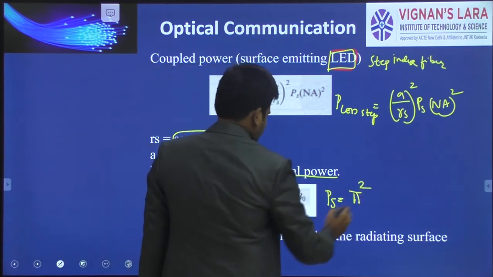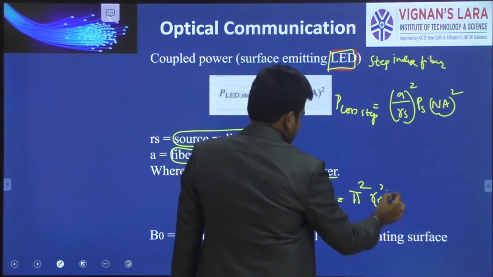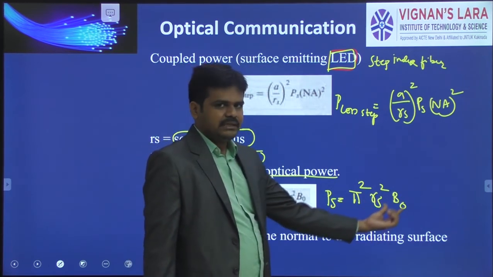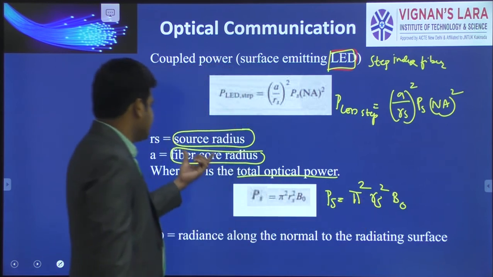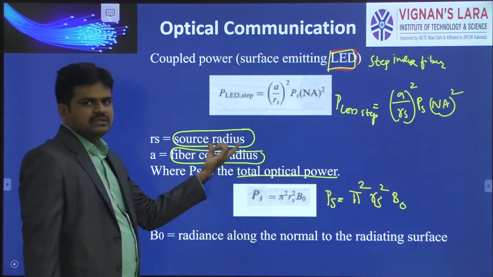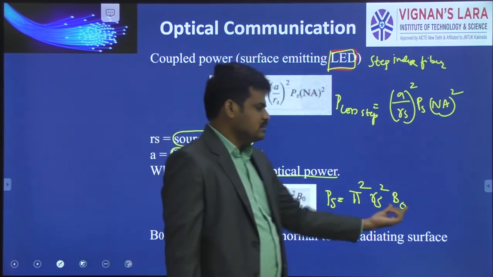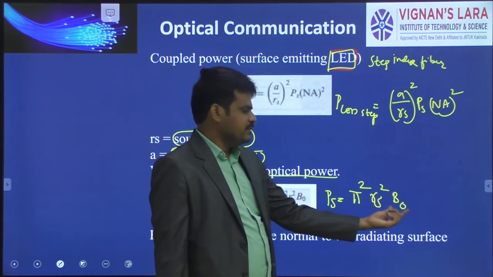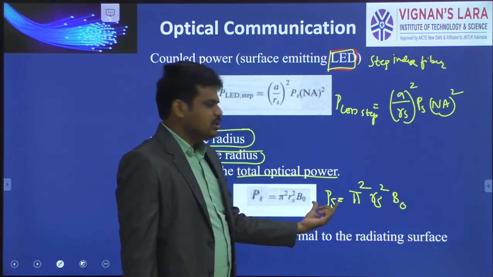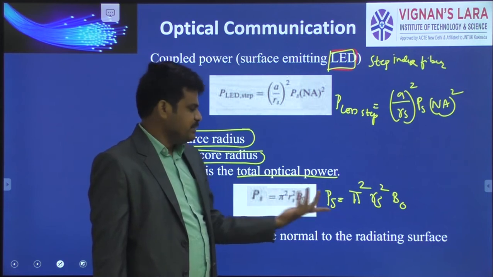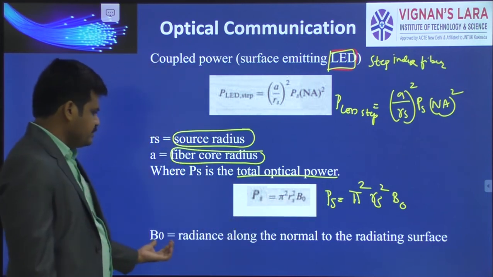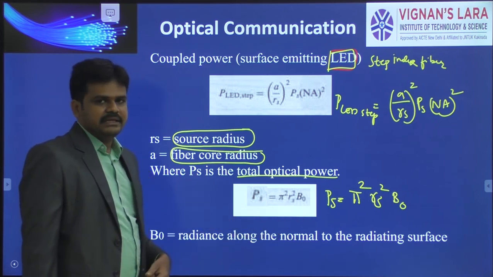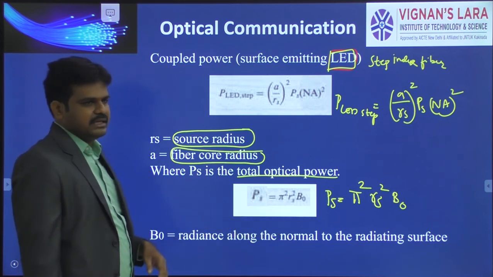PS equal to pi square RS square into B naught. What is RS? RS is nothing but radius of the source. What is B naught? B naught is nothing but radiance. If you know the RS and B naught, you can calculate the total optical power, that is PS, where B naught is the radiance along the normal to the radiating surface.